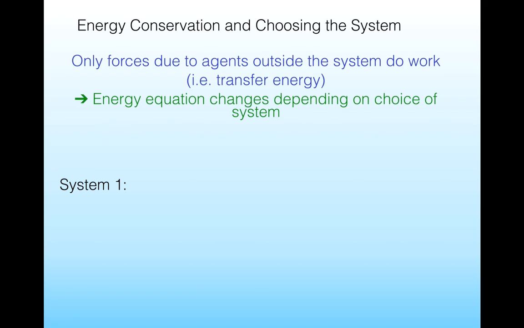The equation that you end up writing depends on the choice of the system. So what I'm going to do is show you 3 example systems which are actually all related, and the only difference will be where the bounding box that we choose for the system is.